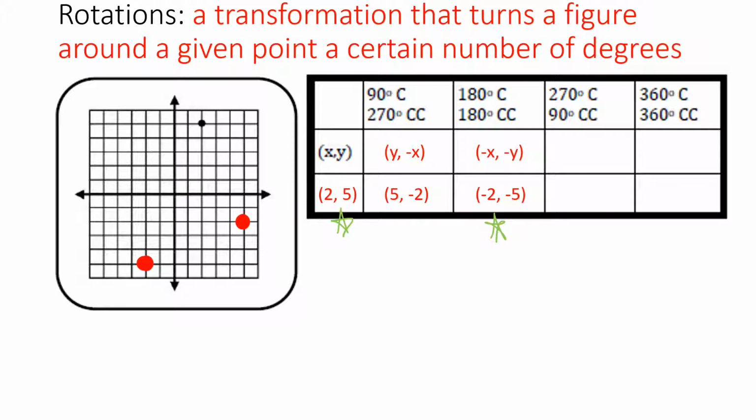Okay, so what about if we rotate the original black point 270 degrees clockwise or 90 degrees counterclockwise? Well, my new ordered pair for that is -5, 2, which means that the rule becomes the x and y values flip and the original y value is now negated. And last but not least, if we were to rotate our point 360 degrees clockwise or counterclockwise, we end up back at the same point that we started with, 2, 5, which means that my rule just becomes x, y.